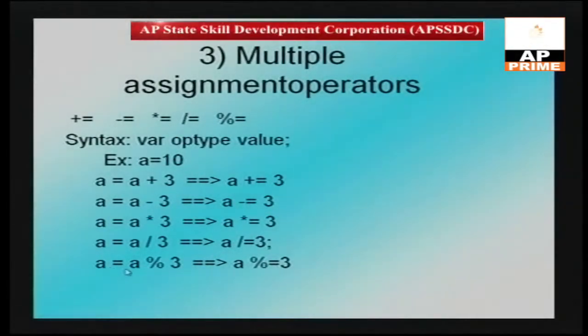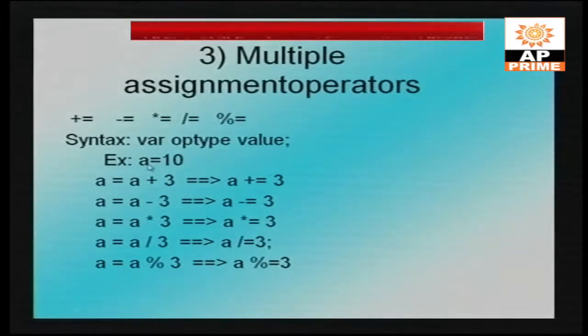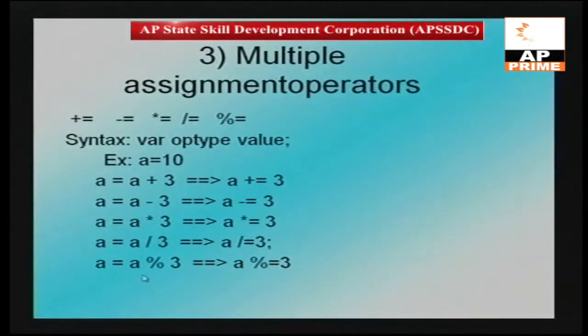Finally, what is my A value? 1. Final A value is 1. Which is the initial A value you have? 10. Initially A is 10, but finally 1. This is called as multiple assignment operators.